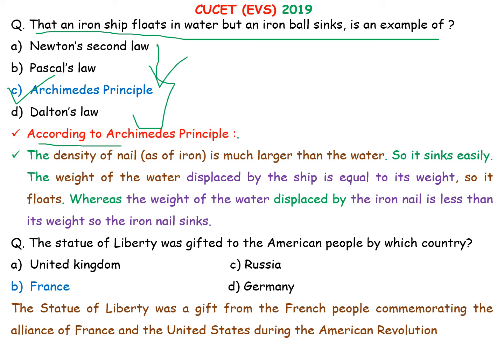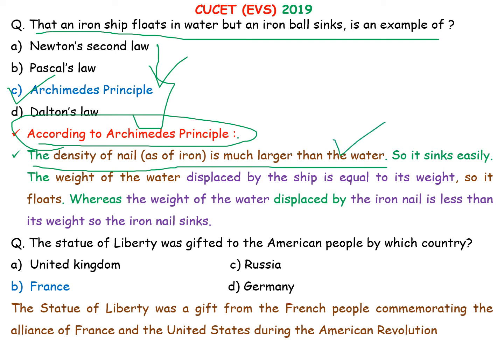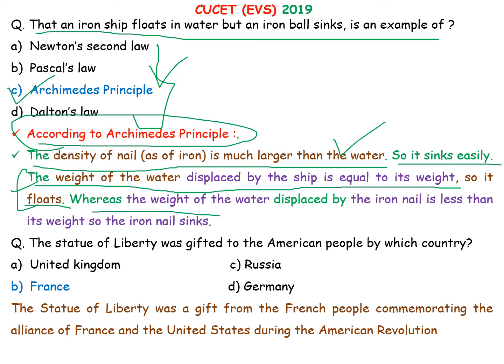According to the Archimedes principle, the density of the iron nail is much larger than the water. The density is larger, so it will sink easily. If the weight of the water displaced by an object is equal to its weight, it floats. Anything that displaces the same amount of water in a water reservoir will float, whereas the weight of the water displaced by the iron nail is less than its weight, so the iron nail sinks. So this is the reason the iron nail sinks.